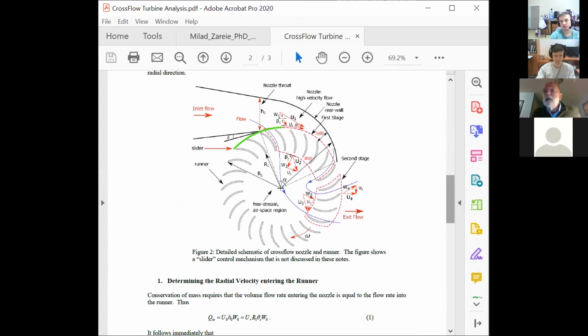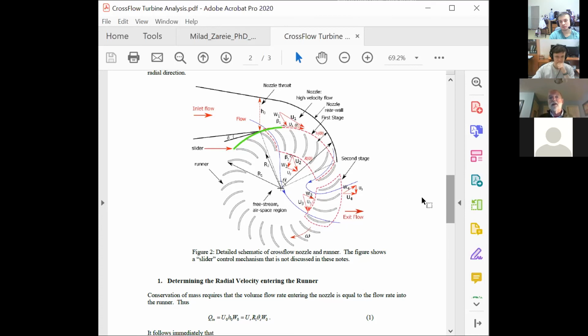What you should do, if you're a good design engineer, is make extensive use of computational fluid dynamics. I had a PhD student a number of years ago who did a lot of computations of cross-flow turbine performance. And we found that if you are careful in setting up the computational fluid dynamics, you can get very accurate answers for the performance of the turbine.